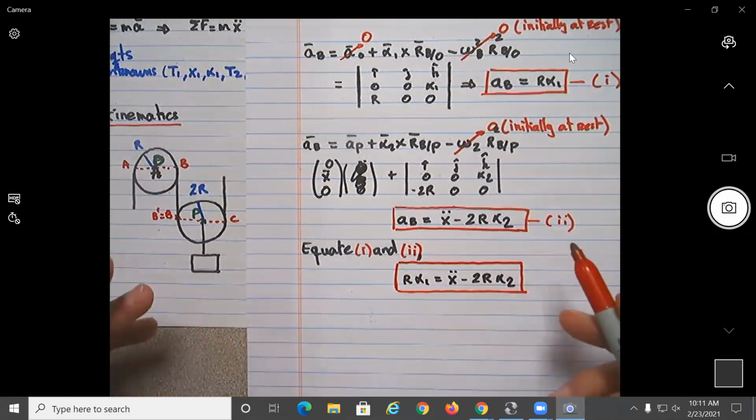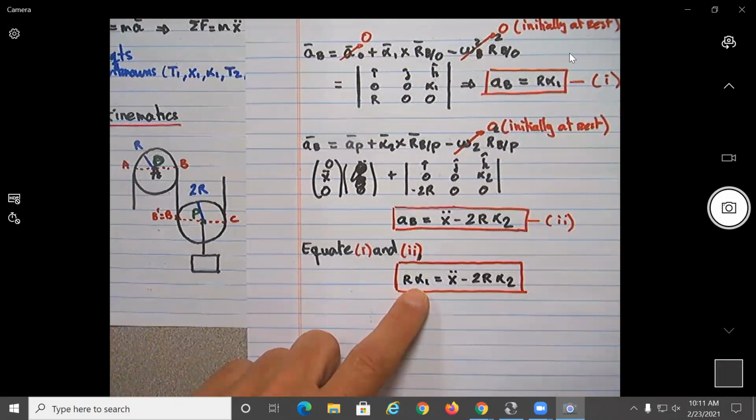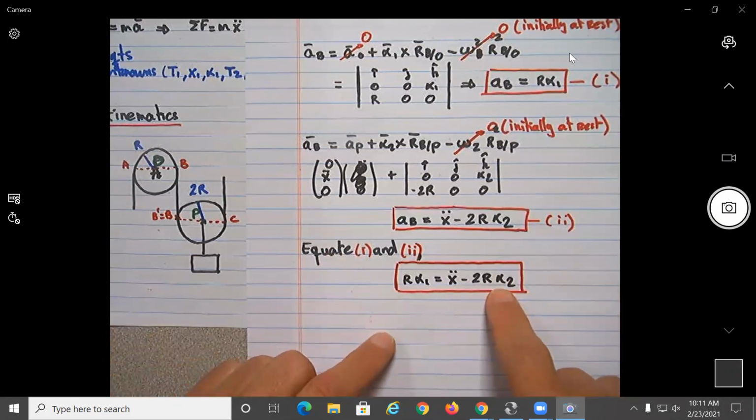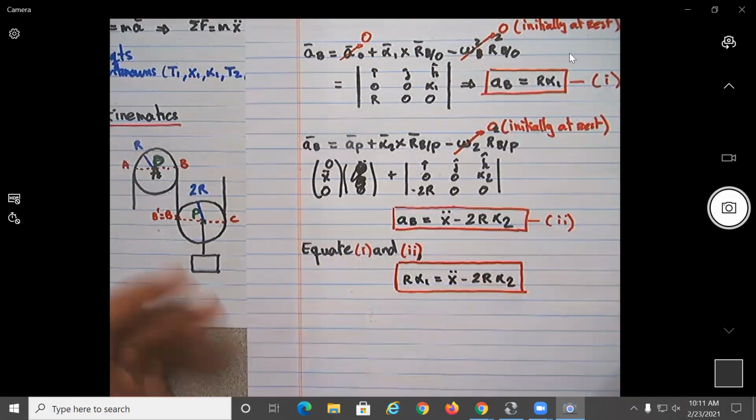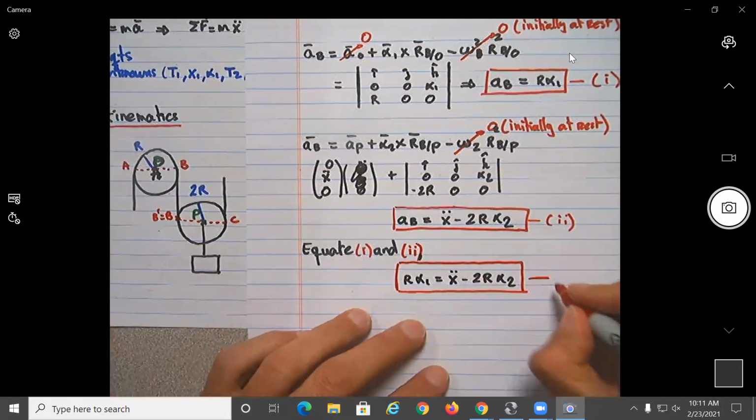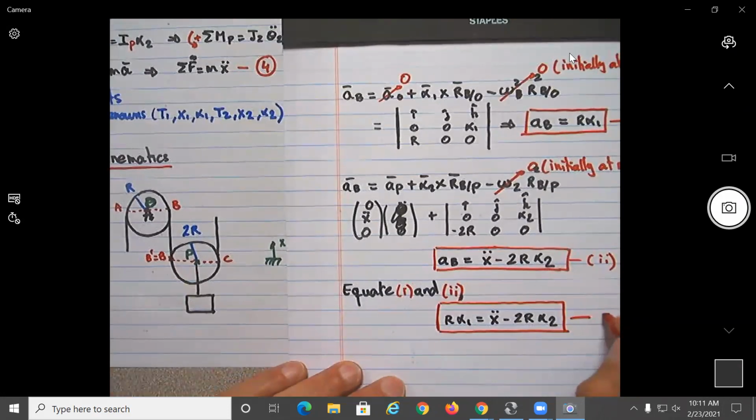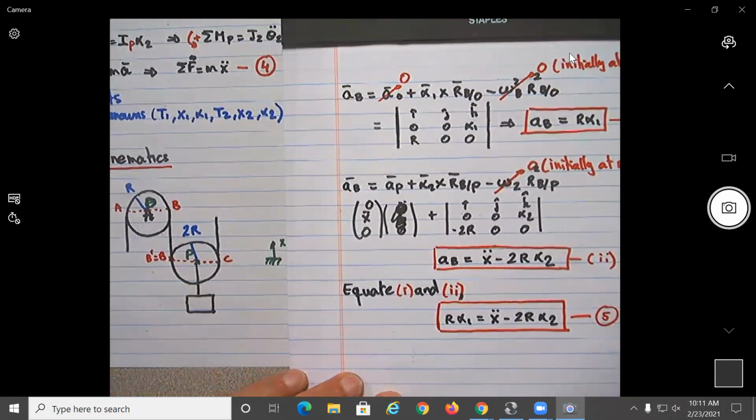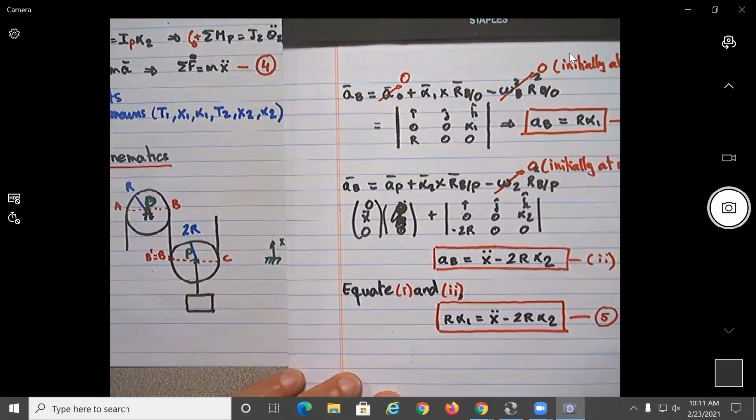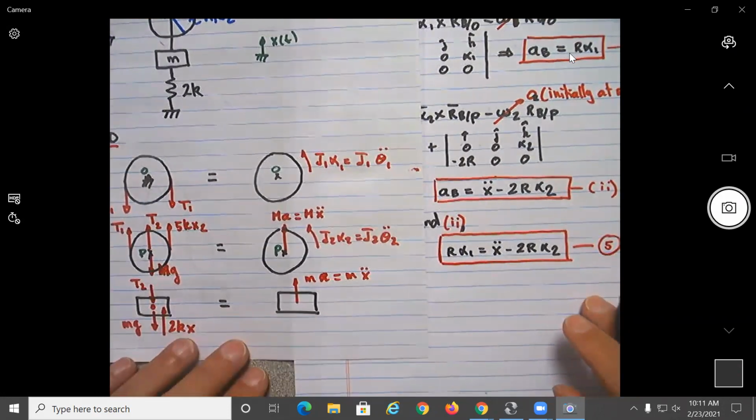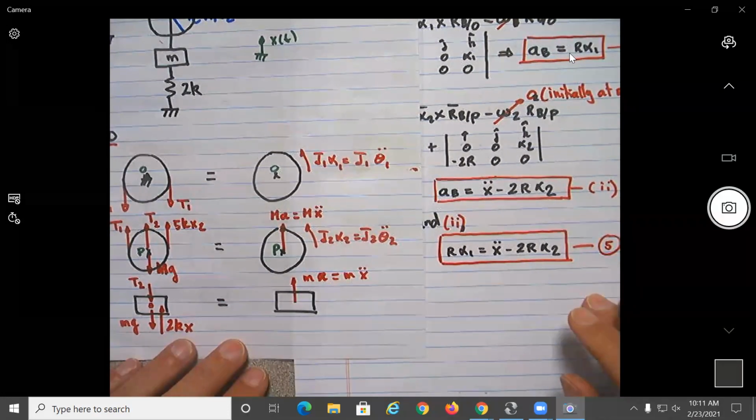So for example, in this one, if you want to rewrite alpha 1, you can say it's equal to x double dot over R minus 2 alpha 2. Okay? Or vice versa. I don't know how you will have to play with this one. So this will be equation probably 5. All right, and now, let's see, what else can we have?